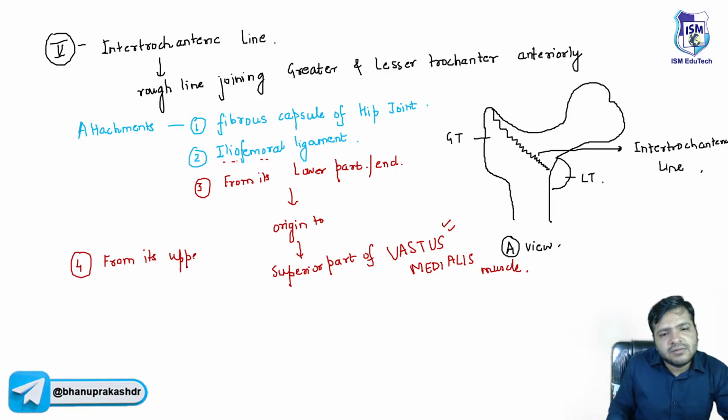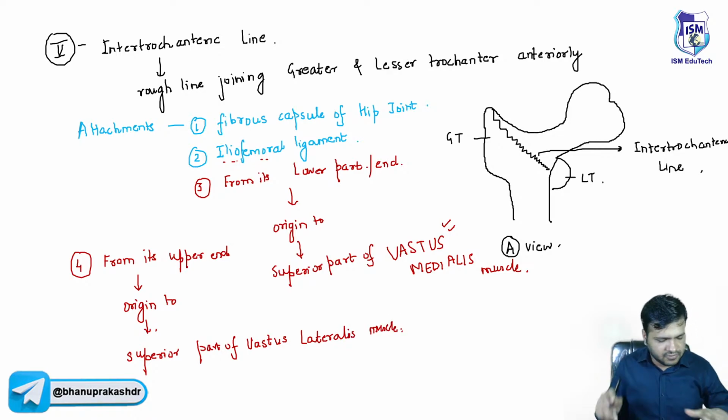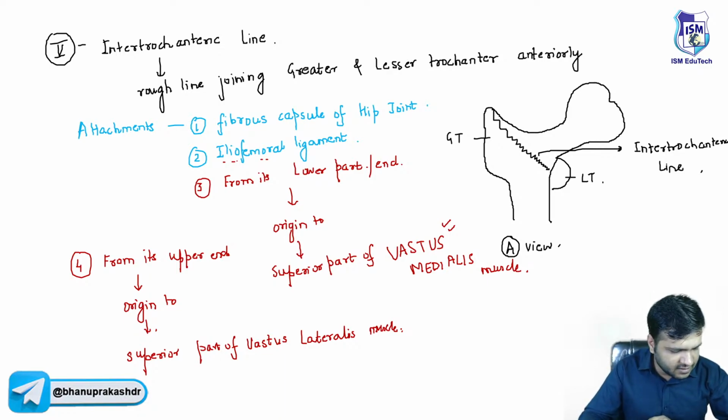And remember from its upper end, beta, from its upper end, remember it will give origin to the superior part of vastus lateralis muscle. Superior part of the vastus lateralis muscle.